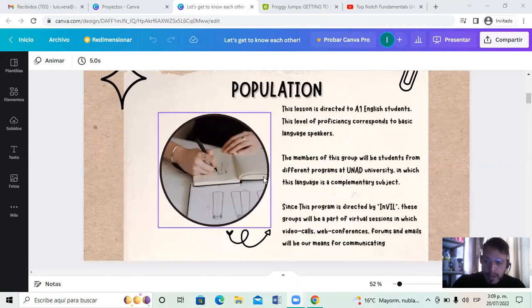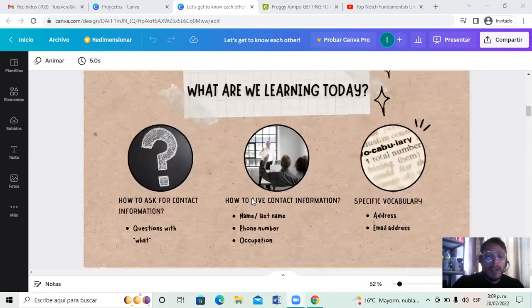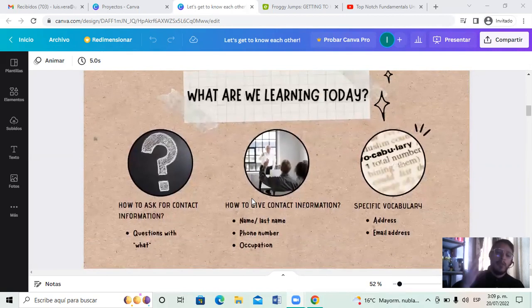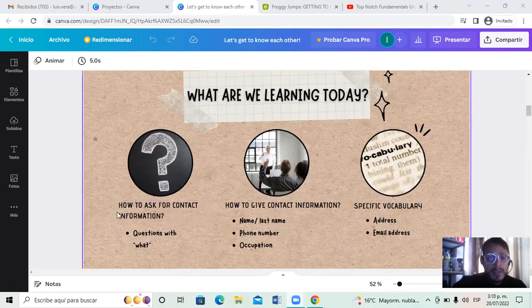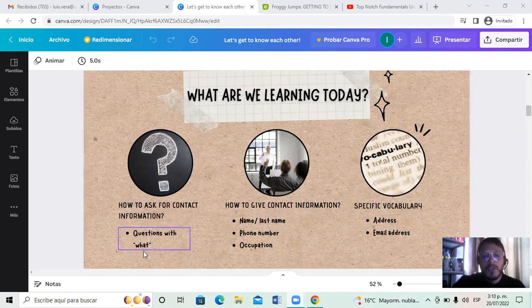So our lesson will be divided into three parts. The first part, la primera parte de esta lección, is related to how to ask for contact information, cómo pides información personal. So for this, it is necessary to study questions with what, right? The second part of this lesson is related to how to give contact information. ¿Cómo vas a dar esa información de contacto? Sería la segunda parte de esta lección.